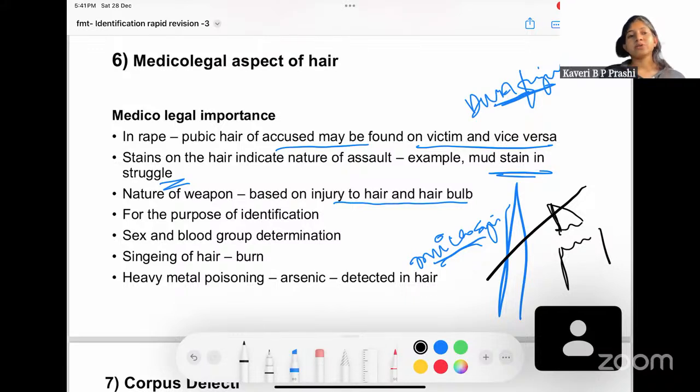Hair, as I told you, can be used for the purpose of identification. You can do DNA fingerprinting and identify the person. Sex and blood group determination can also be done.